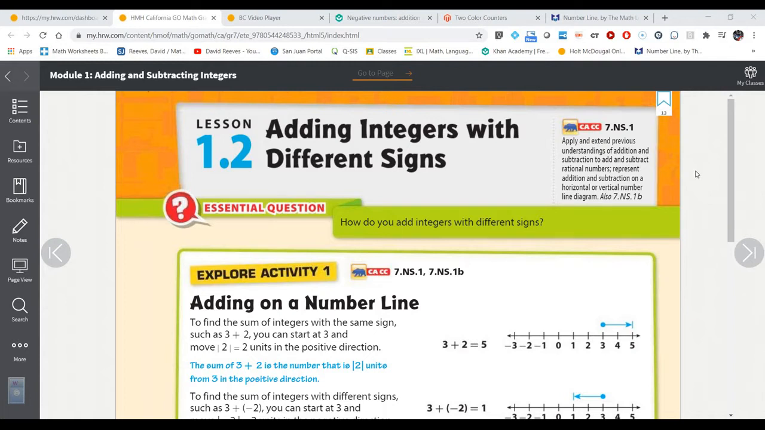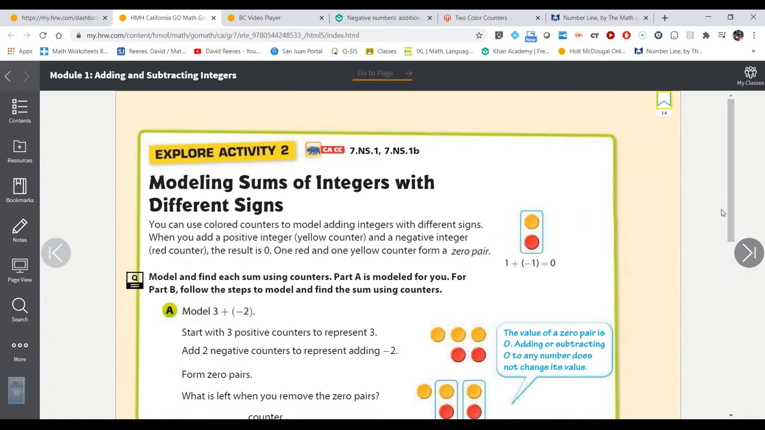Today we're going to be looking at adding integers with different signs. If you want to follow along in your textbook, I am on page 13, lesson 1.2, adding integers with different signs. Just like when we were adding integers with the same sign, we're going to be looking at it three different ways: tiles, number lines, and the rules for adding integers with different signs. Okay, so let's dive right in.